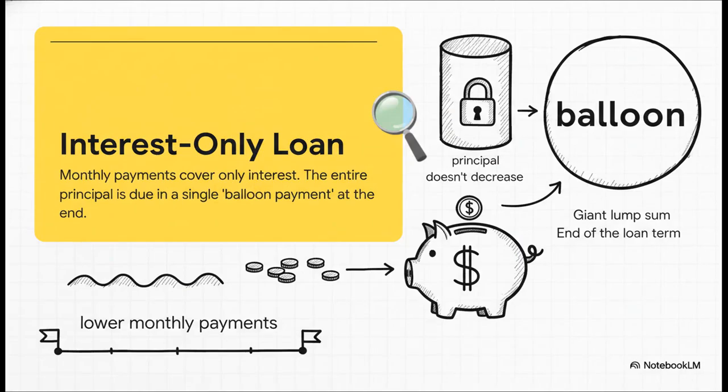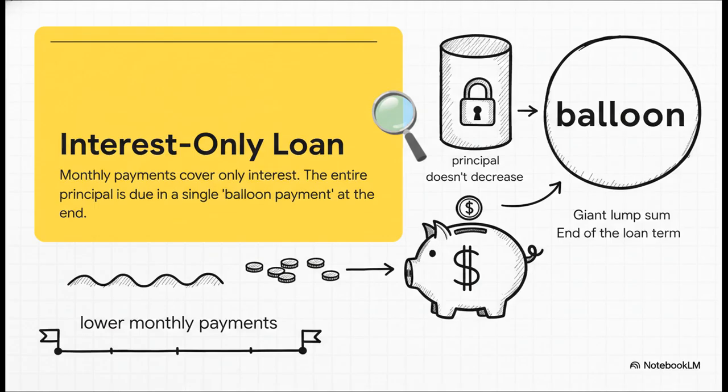Now, an interest-only loan can look really tempting at first, because your monthly payments are way lower. But there's always a but, right? Here's the catch. You're only paying the interest. That big chunk of money you borrowed, the principal, it's not going down at all. It just sits there until the very end of the loan when you have to pay it all back in one massive balloon payment.